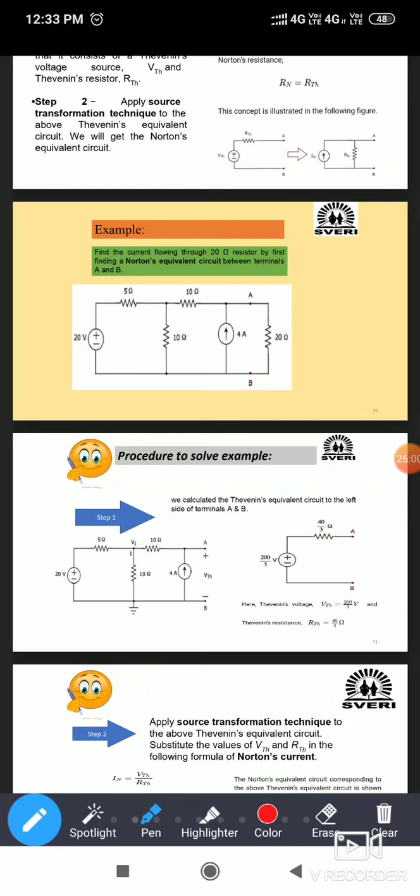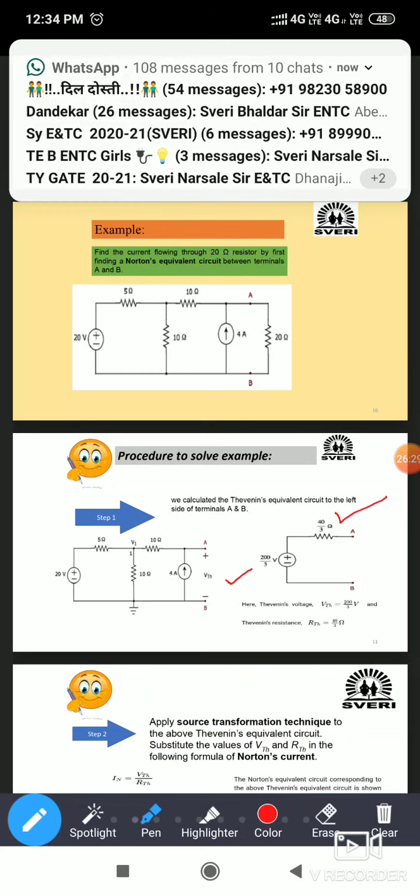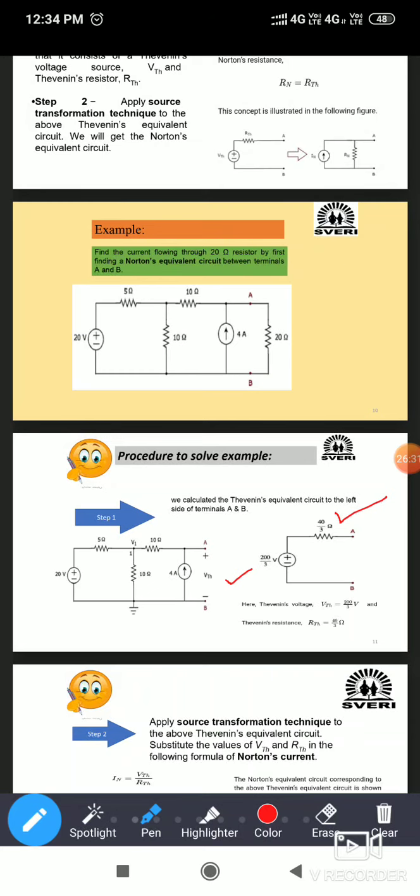Now next one, similarly you can find out RTH between two terminals. Find out RTH between these two terminals by opening this current source and shorting this voltage source. You can find out the RTH value. I will show afterwards. Now next one, once you are finding Thevenin's voltage VTH and RTH, the VTH answer will come 200 divided by 3 volt and RTH will come 40 divided by 3. Yesterday we got these two values by solving using Thevenin's theorem.